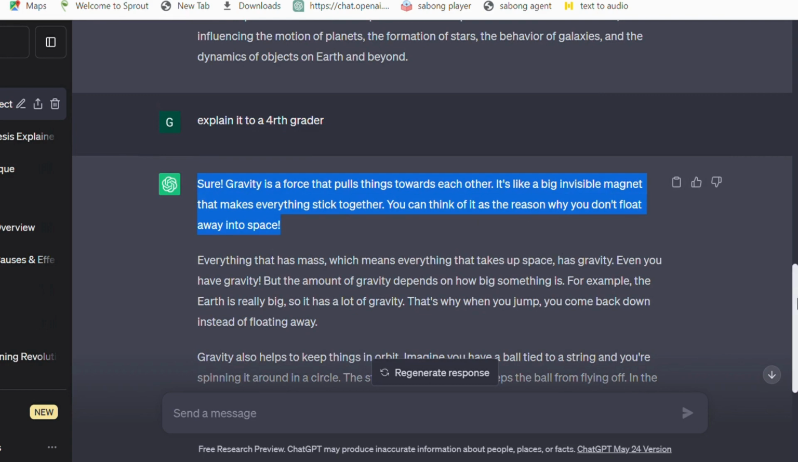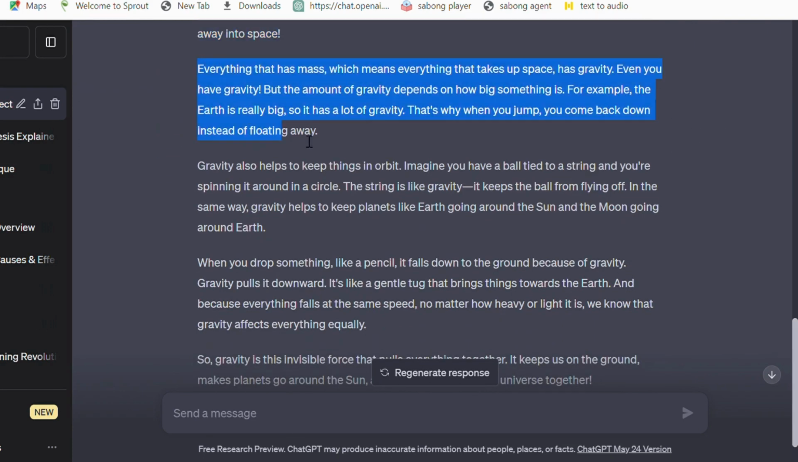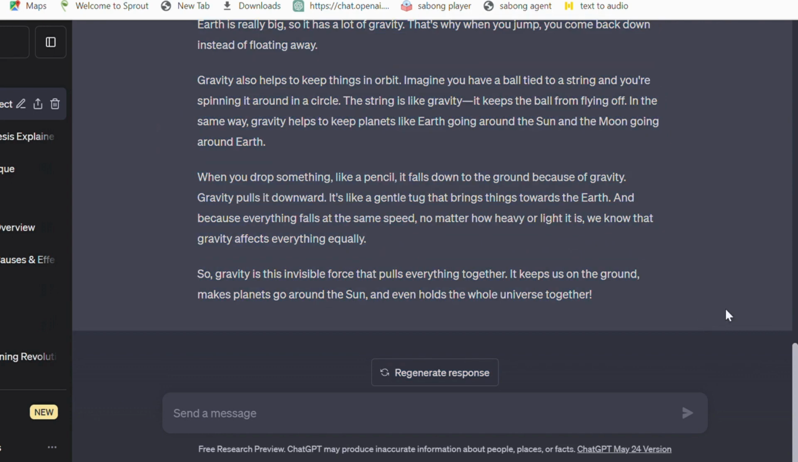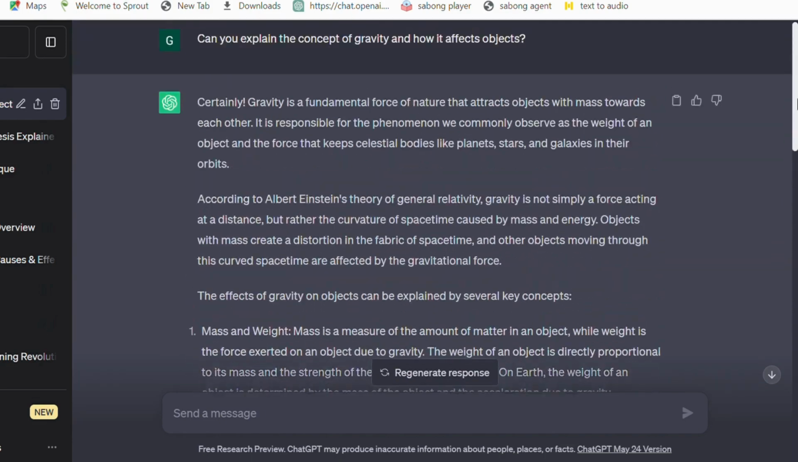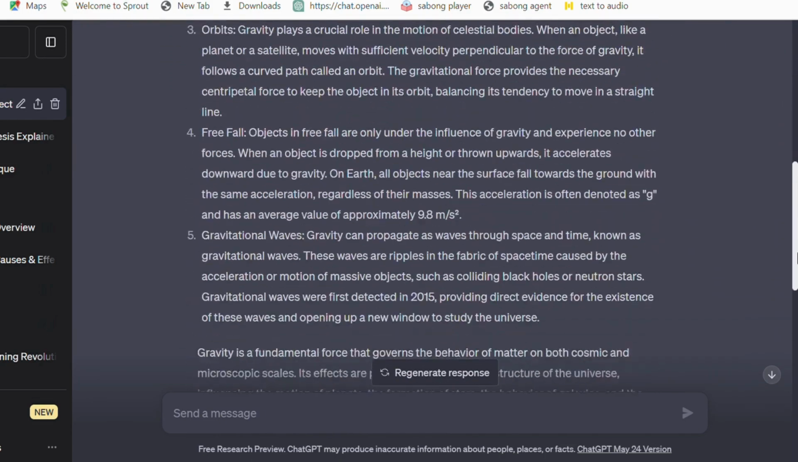Awesome, right? And there you have it, folks. By using the fourth grader technique, we can simplify complex concepts and make them more accessible for everyone, even when interacting with advanced language models like ChatGPT.